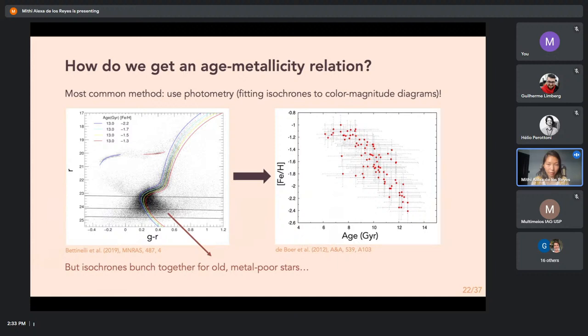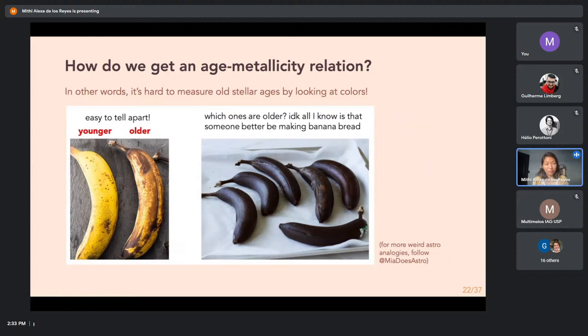So I think a good analogy for this is looking at bananas. If we're looking at the colors of bananas, it's really easy to tell apart relatively young bananas. It's easy to tell that this banana is younger than this banana. But once all of the bananas get really old, once we're looking at bananas that are all, you know, more than a month old, they all just look kind of the same. It's really hard to tell which of these is the oldest banana.